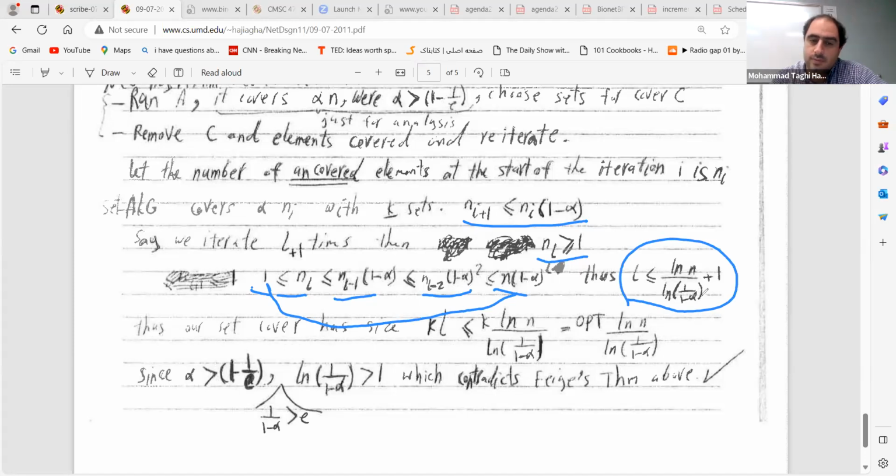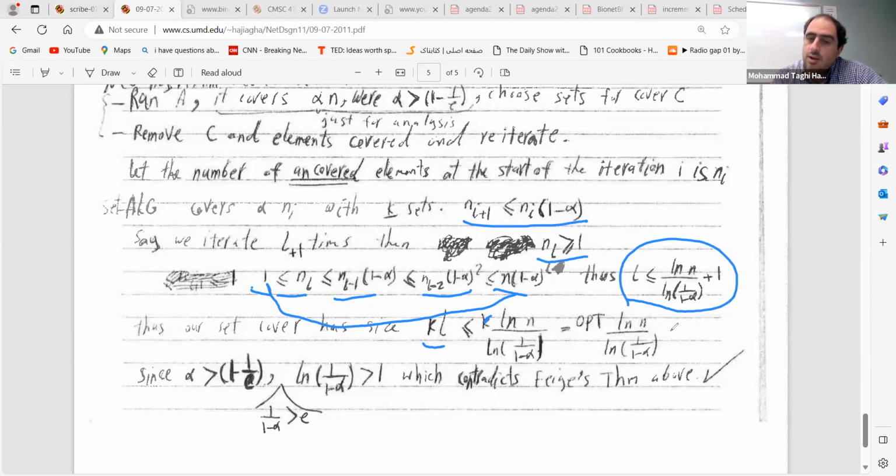Good. So what's the meaning of that? I know that my set cover has size kL, and here, as I mentioned, L is at most this. It would be k times ln of n, ln of this 1 over (1 minus alpha). And k, I know, is the optimum solution for this problem, so it would be OPT times ln of n, ln of 1 over (1 minus alpha).